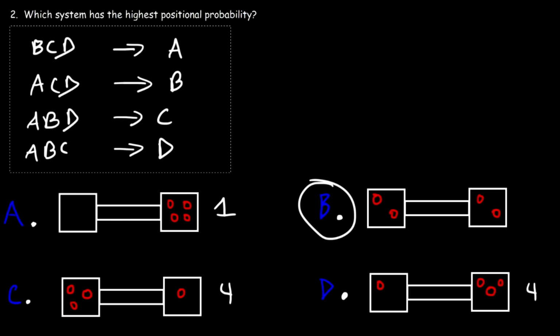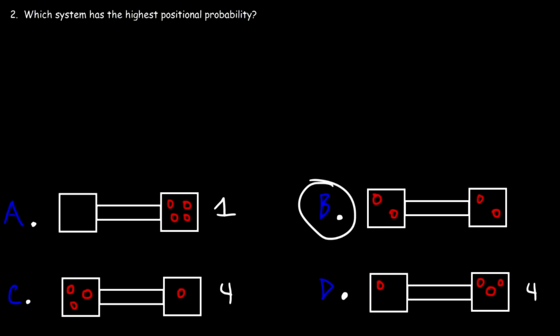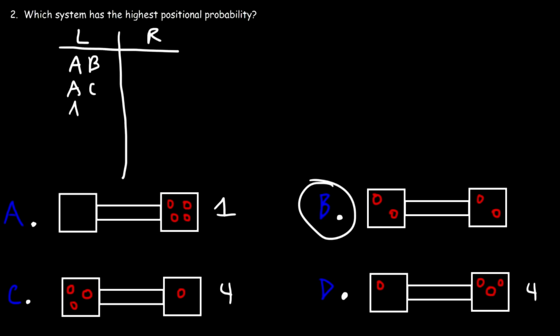Now let's focus on system B. Let's see how many microstates it has. So let's say this is the left side and this is the right side. So on the left, I can put AB, or I can put AC, or AD. If I have AB on the left side, that means CD is on the right side. If I have AC, then BD is on the right side. And if AD is on the left, that means BC is on the right.